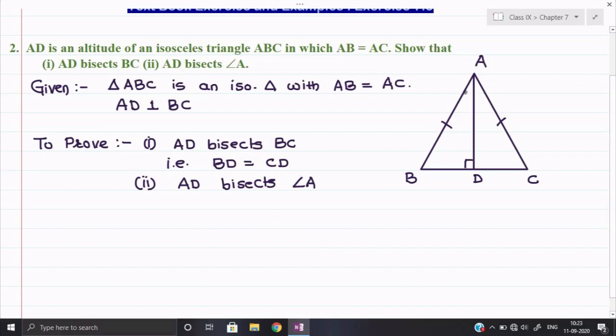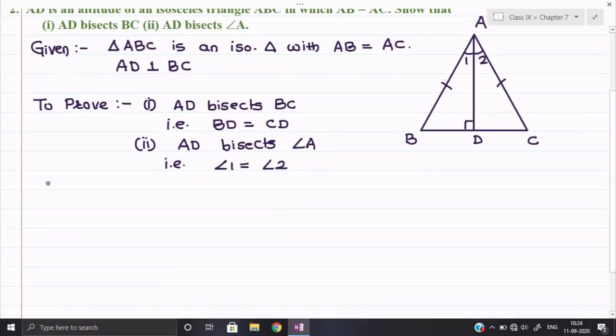So I will take this angle as angle 1 and this angle as angle 2. It means I need to show angle 1 is equal to angle 2, because the two equal parts of angle A will be 1 and 2. So basically in this question we need to show BD and CD are equal, and angle 1 and angle 2 are equal. Let us start the proof. In the proof we shall prove two triangles are congruent. For that, first of all let me draw the two triangles here.